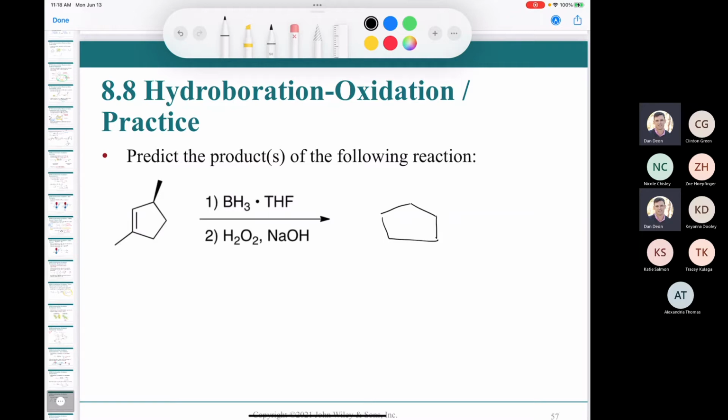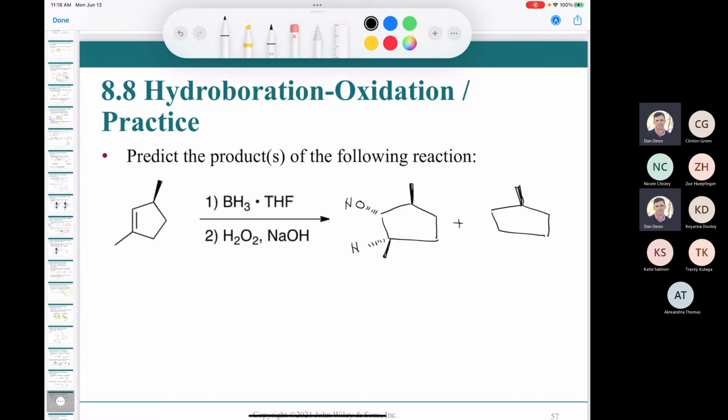Now, we didn't change this bond over here. We didn't touch this side at all. But now we're going to have the hydroxyl pointing down and the hydrogen pointing down. That means that this methyl group is going to be pointing up. And we can have the other scenario where we draw this the same way again.